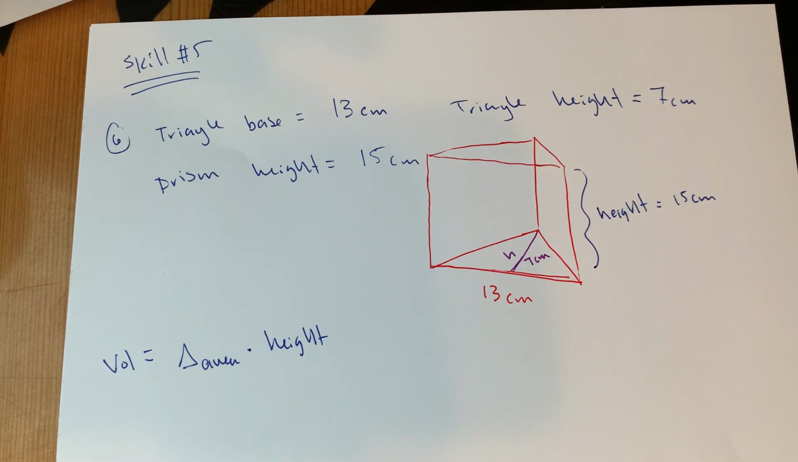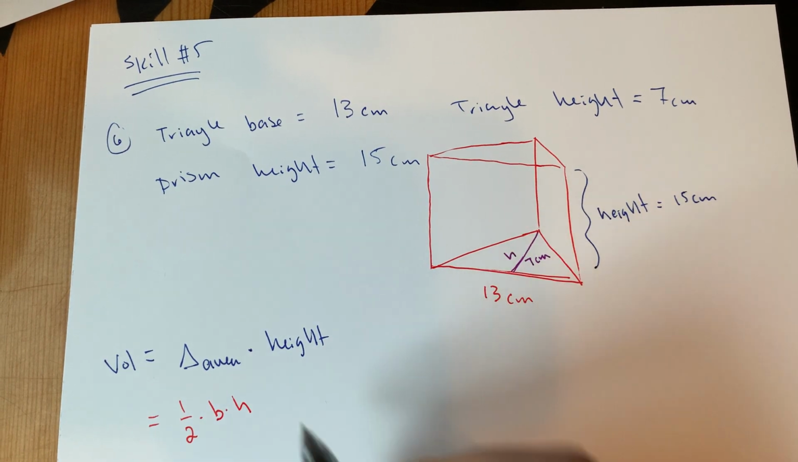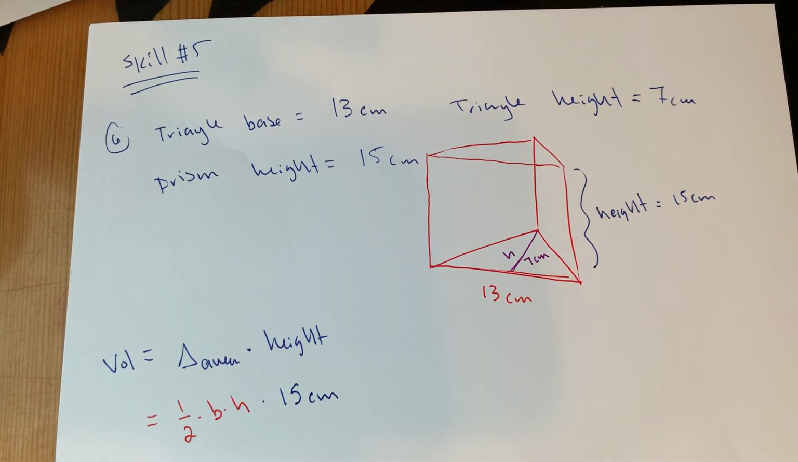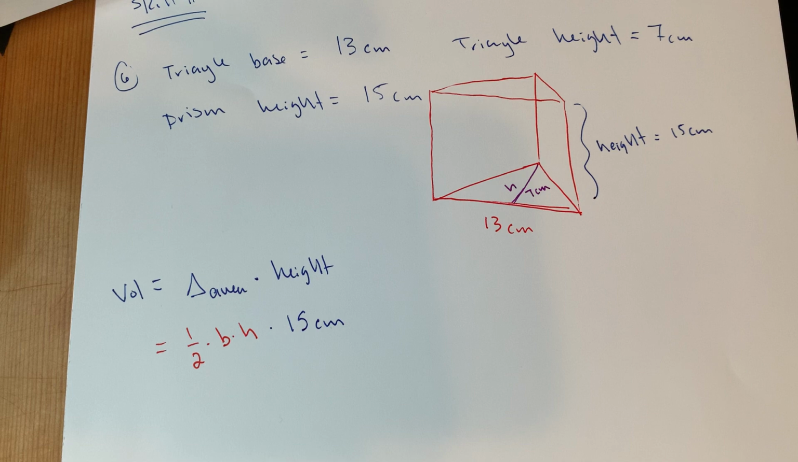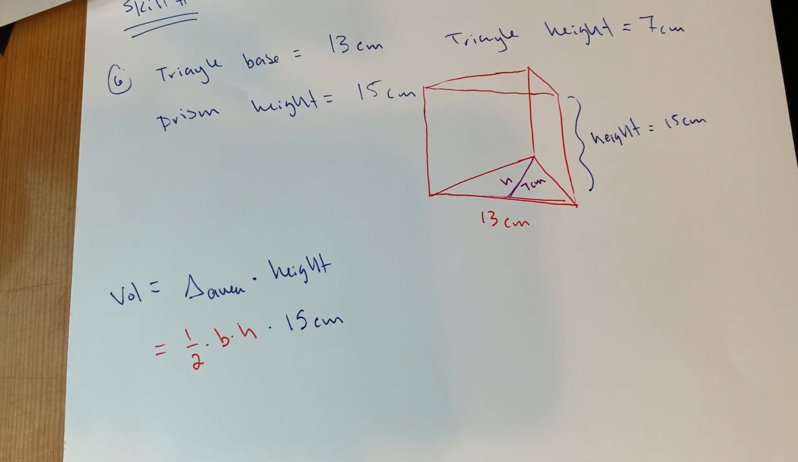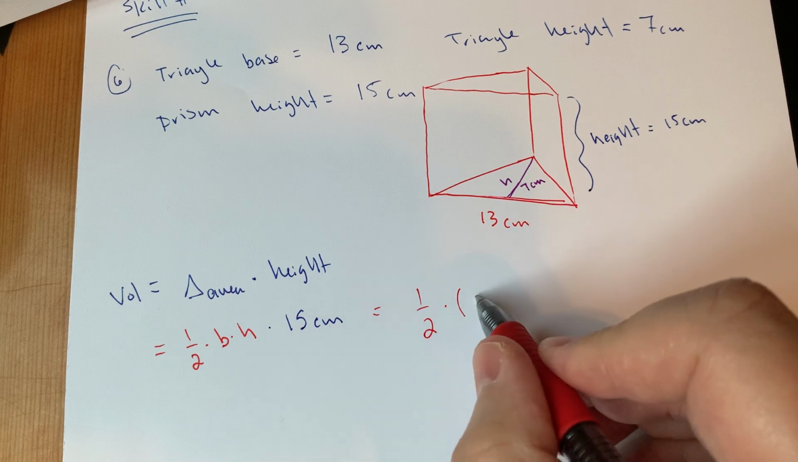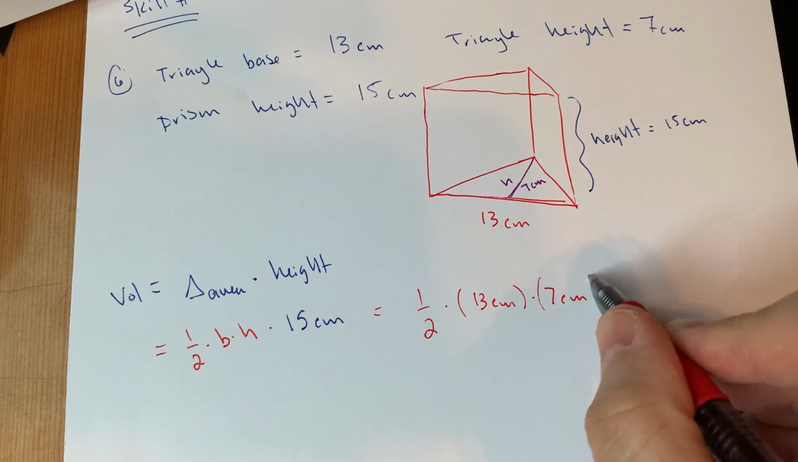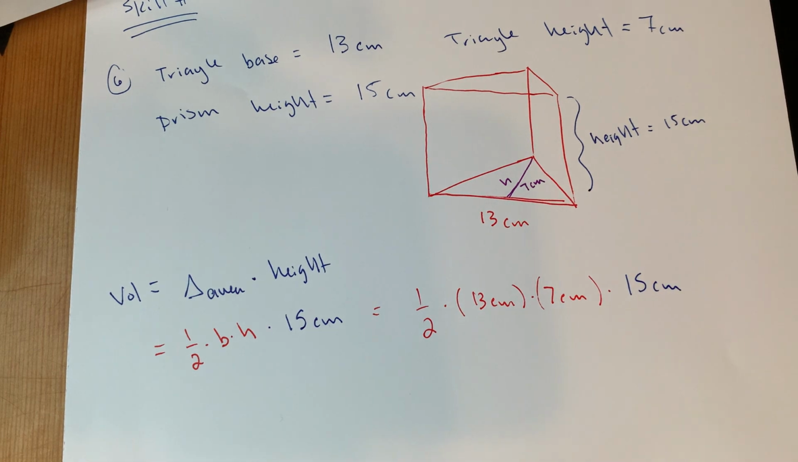Triangle area, of course, that formula we all know and love, 1/2 base times height, times the prism height, which is 15. Again, the only real trick here is we have to keep track of which is the height of the triangle versus which is the height of the entire prism. So 1/2, we said the base is 13, times the triangle height, that 7, times the 15 that we had out here.